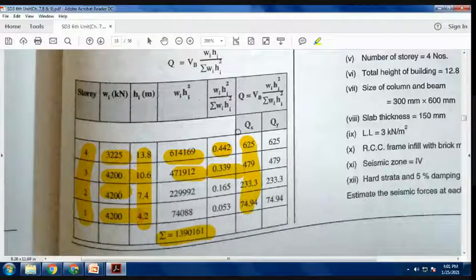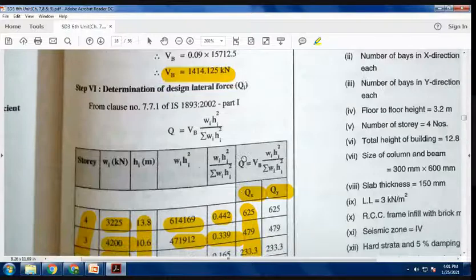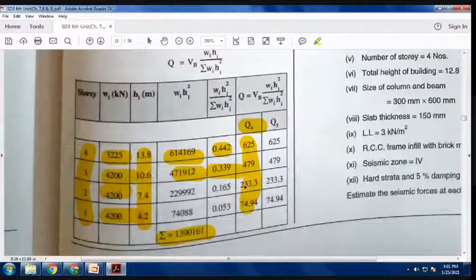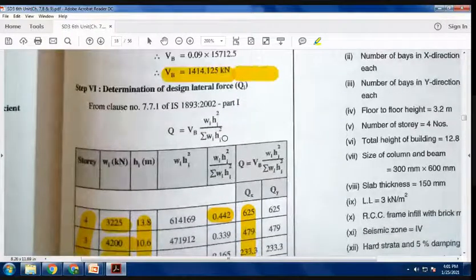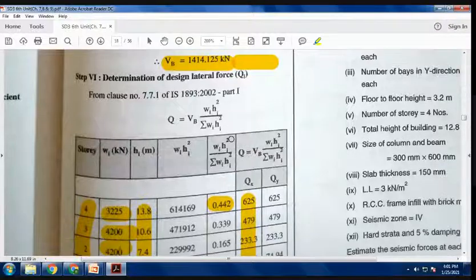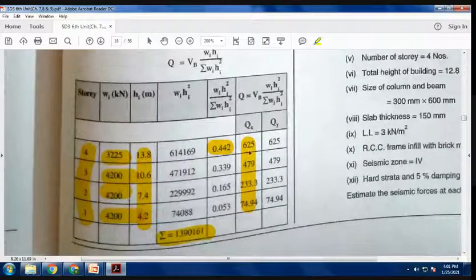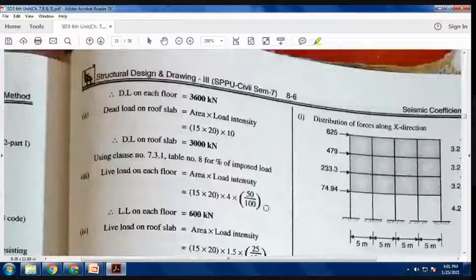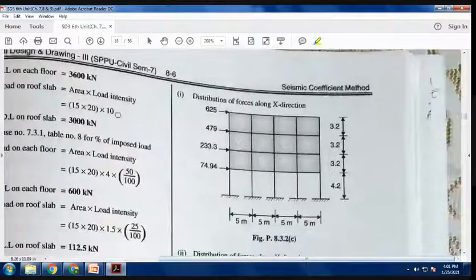You can go for Qx. If you have time, go for both directions, Qx and Qy. If not, go for Qy or any one direction. The reason I'm saying to take 3 to 4 decimals is that when you add all these 4 values, it should be equal to the VB. Just take care of that one. After that he says to draw the forces on each floor.